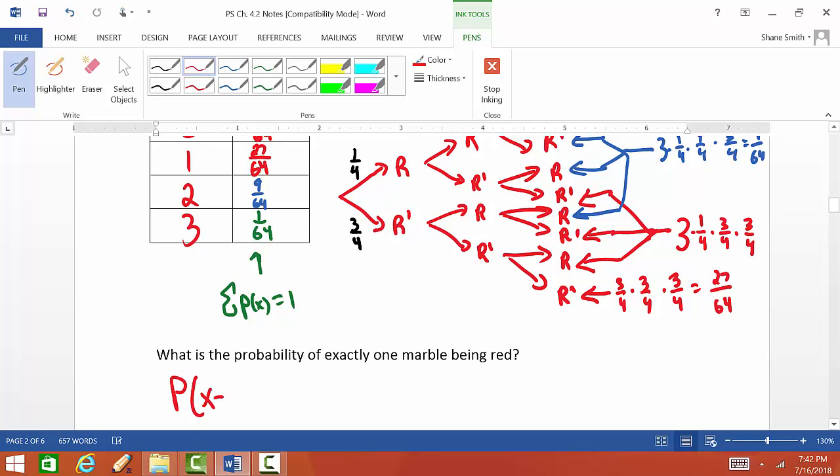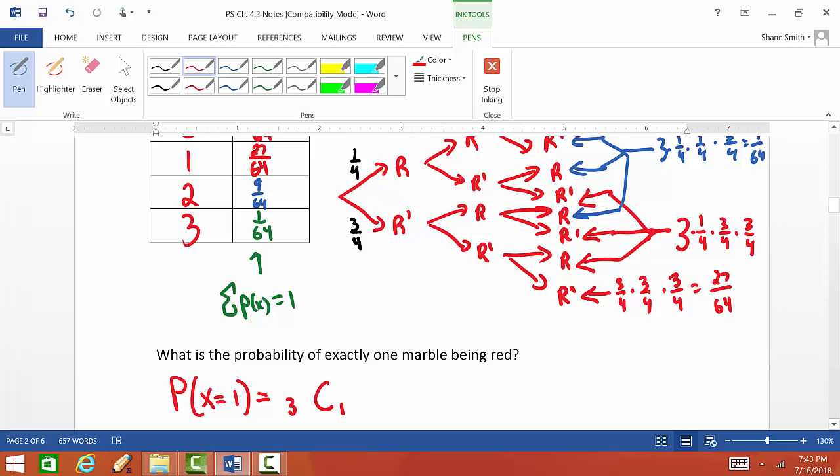But if I want to find the probability of exactly one marble being red, what we're doing is finding how many ways we can get one red marble. Well, does it matter the order that we get the red marble? No, we just care that we have one red marble. And we learned from chapter 3 that there is something that counts the number of ways something happens when order doesn't matter, and you should remember that that is a combination. So out of the three marbles that we're taking from the jar, we're choosing one to be red.